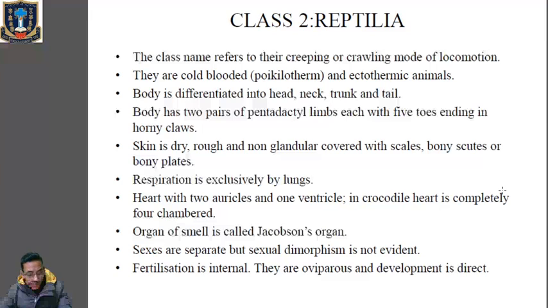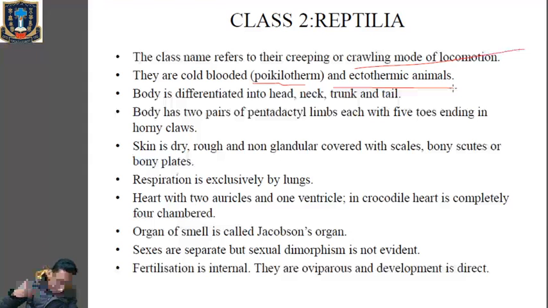Now let's move to the next class, which is class Reptilia. It's on page number 4.66. As the name suggests, Reptilia means the creeping vertebrates, so they have a creeping or crawling mode of locomotion. They are also cold-blooded, poikilothermic, and ectothermic animals. So they are not able to maintain a constant body temperature. Their body temperature will keep on changing according to the ambient environmental temperature.